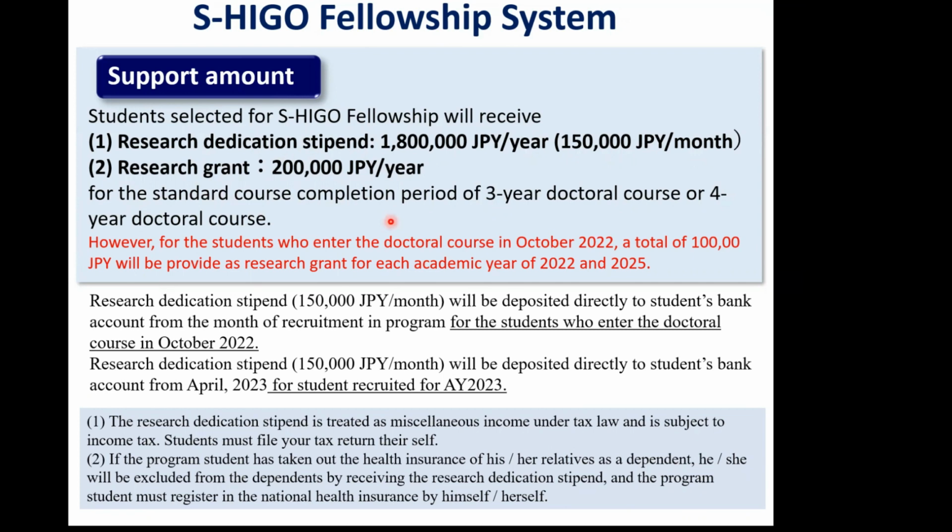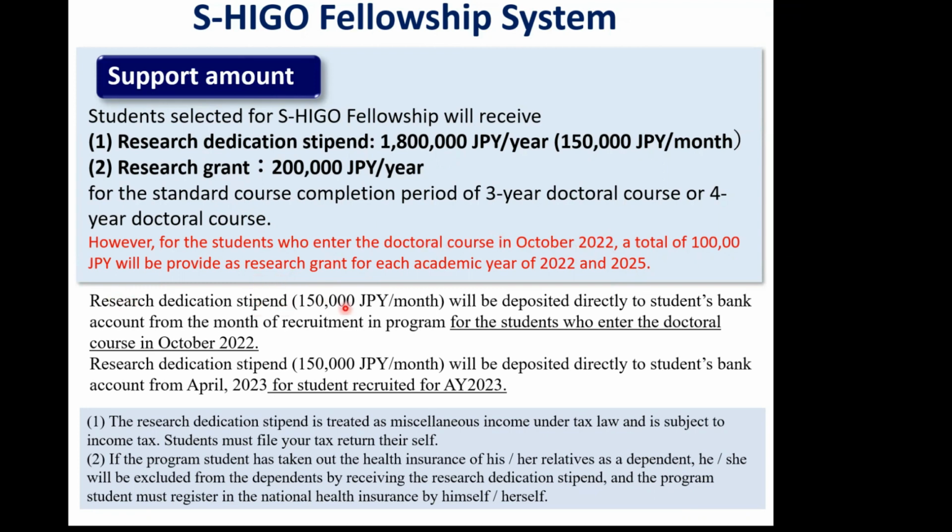That will be for the standard course completion period of the 3-year or 4-year doctoral course. That means you will receive it only for the basic requirement period of the PhD course, either a 3-year or 4-year doctoral course. However, for those students who enter this course in October 2022, a total of 100,000 Japanese yen will be provided as a research grant, because this academic year will have only 6 months remaining. Also in the final year, 2025, because you will graduate in the first 6 months of that year, only 100,000 will be provided as research money.